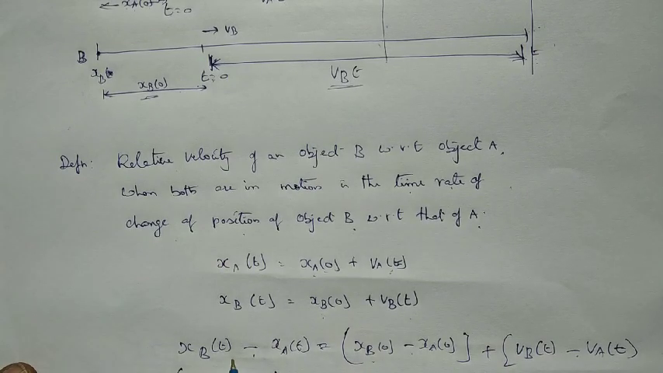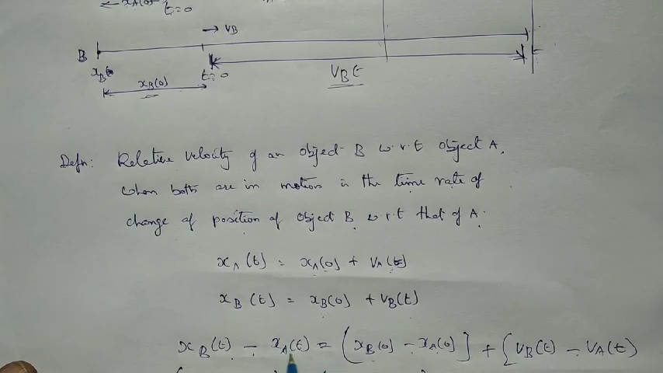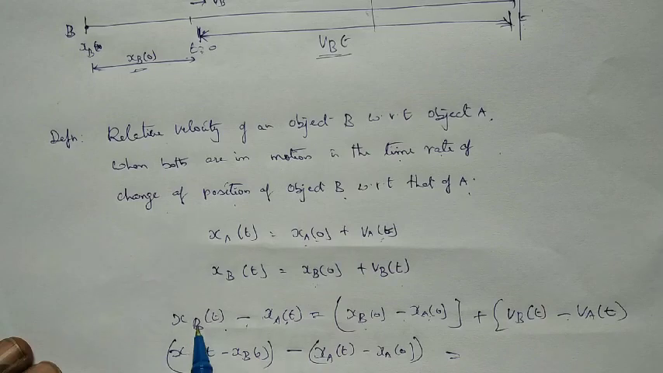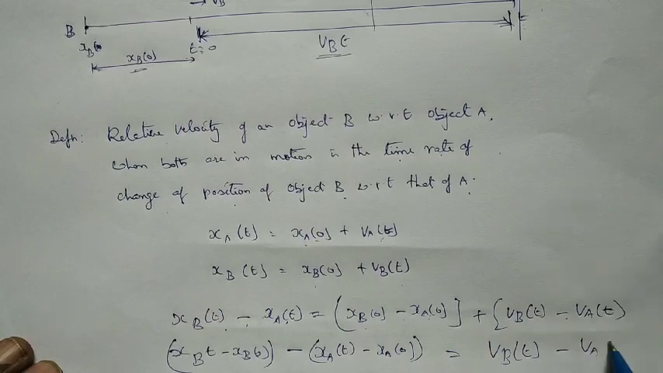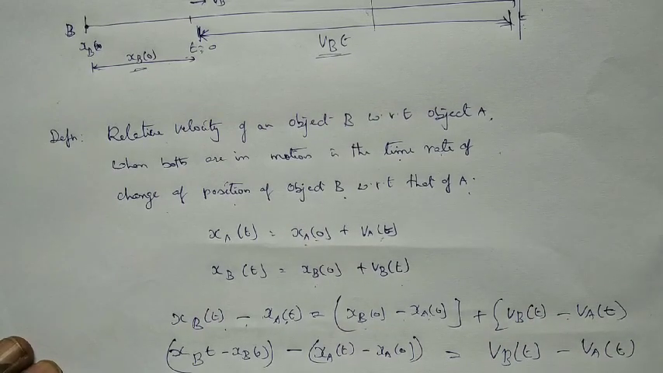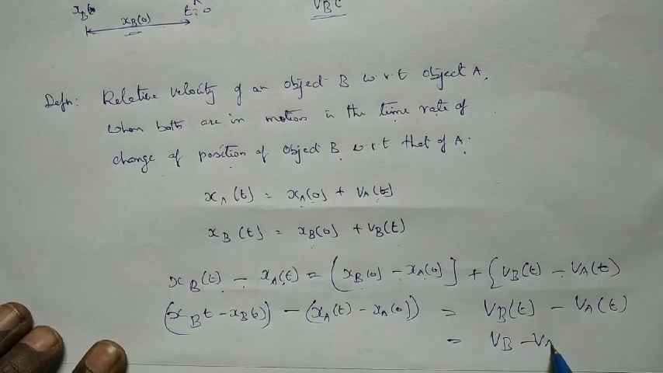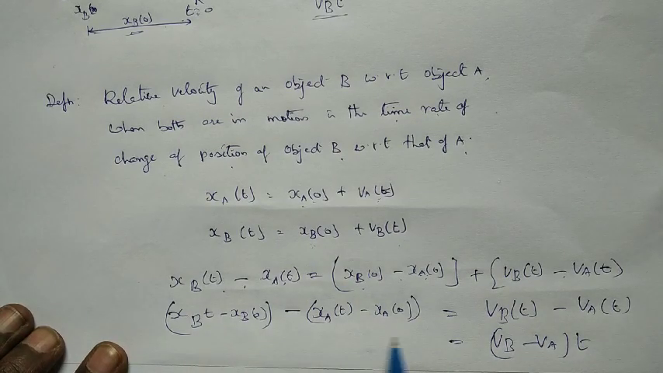Now you can take this one as xb t minus xb naught, and minus xa t minus xa naught. So this goes to the other side, and this also goes to the other side. It is equal to vb time minus va time. And also you can write this as vb minus va of time t. So this is the relative distance which you get here.